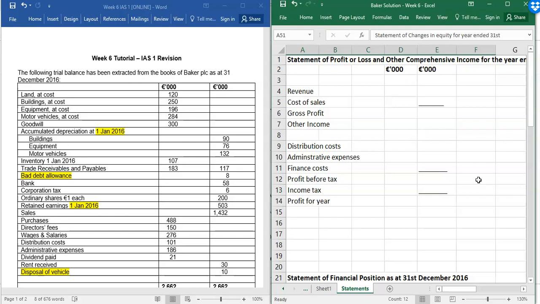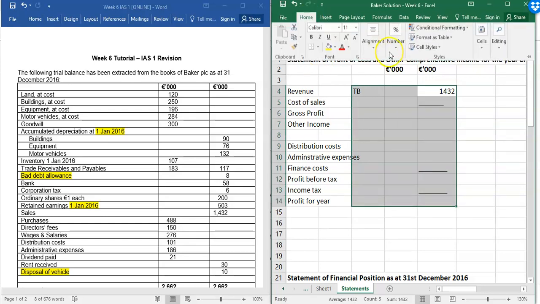It's entirely personal preference, but what we want to see is a nice neat one, and you'll have a lot of your workings done already. So for example here, your revenue, you're getting sales here 1432. So in that regard, there's not much else you have to put in. Some students might want to put just a little note, TB, so it's coming from the trial balance, but some students just leave it blank, and if there's no adjustment, you can just put in the figure straight away.